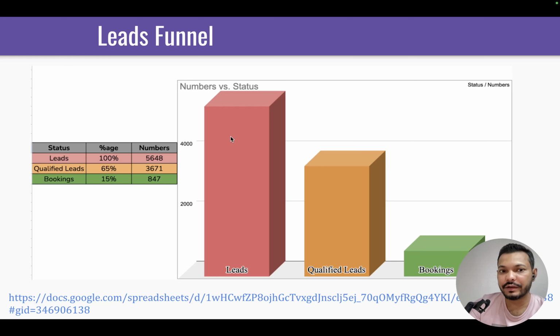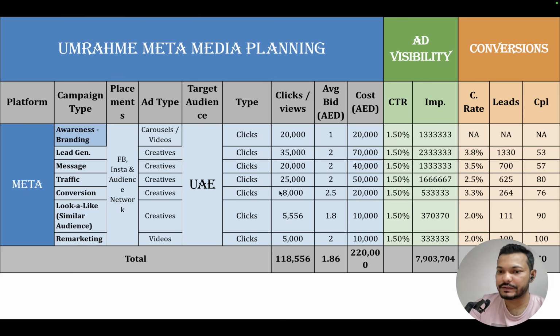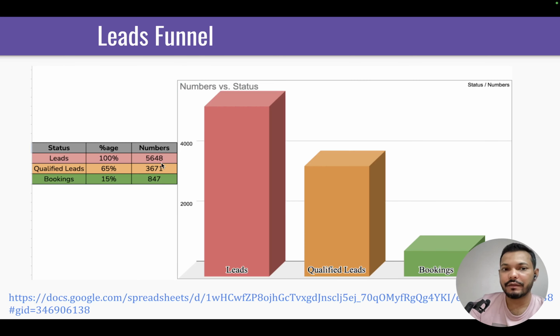So in this lead funnel, we are talking about generating 5,648 leads. These are the total number of leads that we have generated. These lead numbers are available in these 2 media plans, 3,000 from Meta and around 2,500 from Google. And that's how we received 5,648 leads.